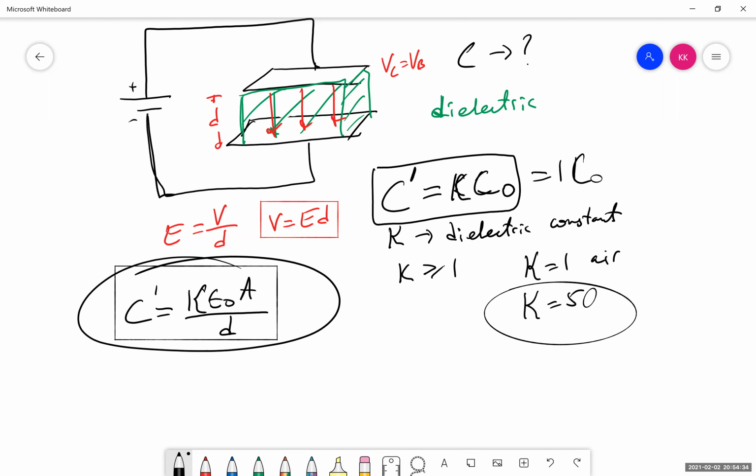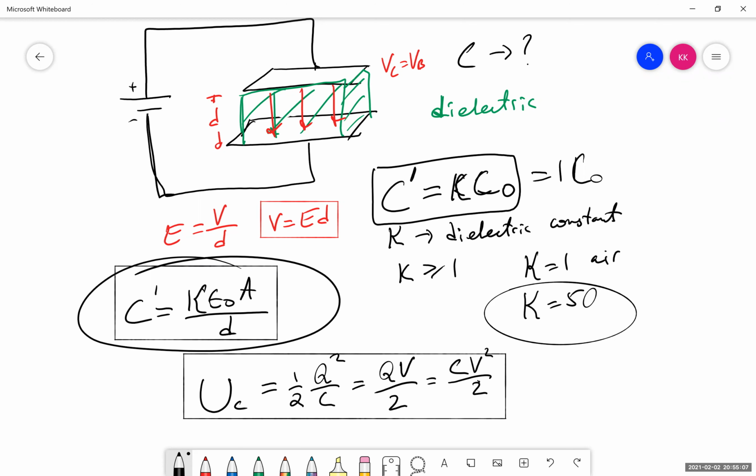Just basically it allows you to calculate that. But it's important that you know that U, the energy of the capacitor, equals 1/2 Q squared over C. So that's one of the equations you can use, or it can also be Q times V over 2, which is the charge of the plates times the voltage between the plates. It can also be written as C times V squared over 2. There are three different ways of writing the potential energy of the capacitor.